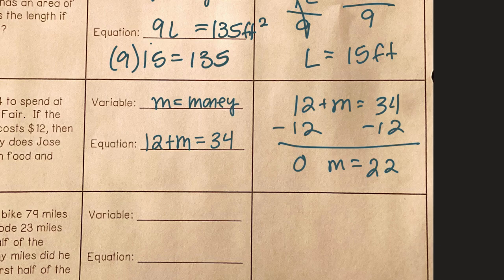Okay, if I put 22 back into my equation, I will in fact get 34, so that's how I know I did it right. Go ahead and try and finish up this worksheet by yourself, and then move on to the videos that I have in Schoology for you today. They're just funny videos that you have to respond to.